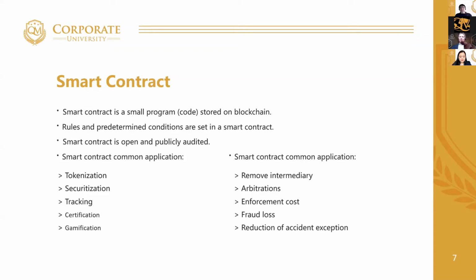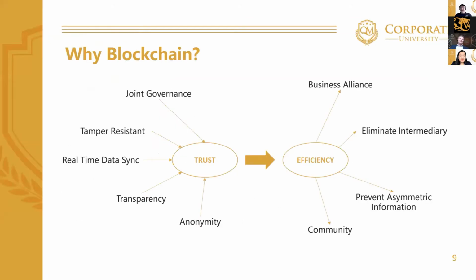All right. So after we have done this, the ultimate purpose or goal of why we want to do this is that we want to remove intermediaries. Maybe we want to prevent arbitration. We want to reduce enforcement costs. We want to prevent fraud loss, and maybe reduce accidents and exceptions. How can we actually achieve that, and why?